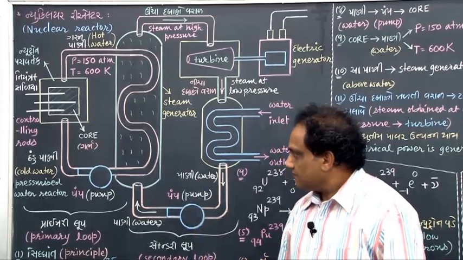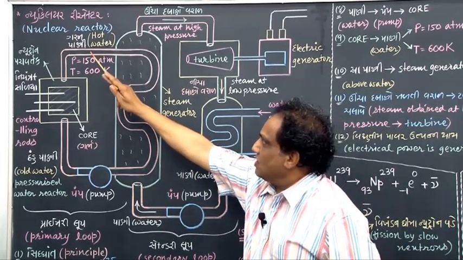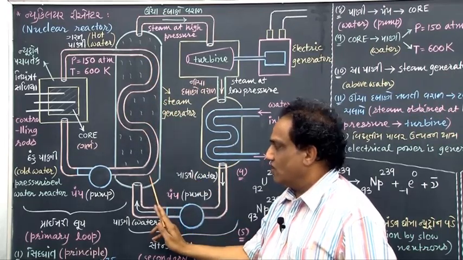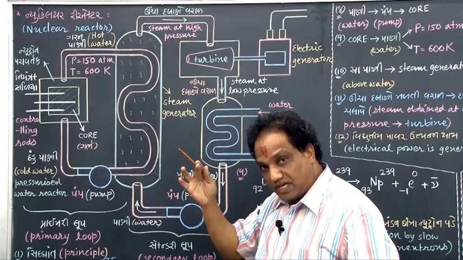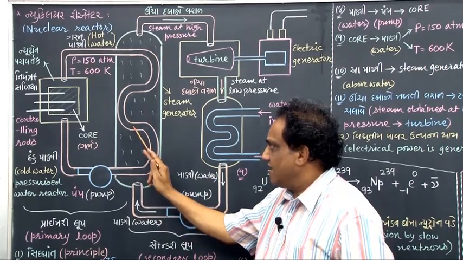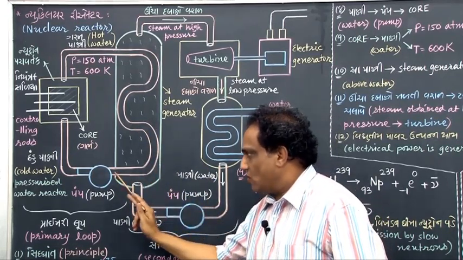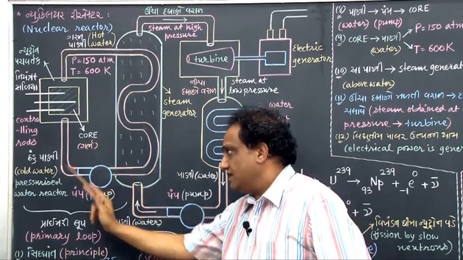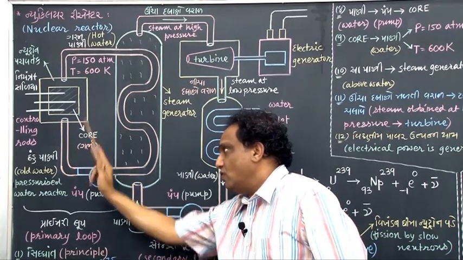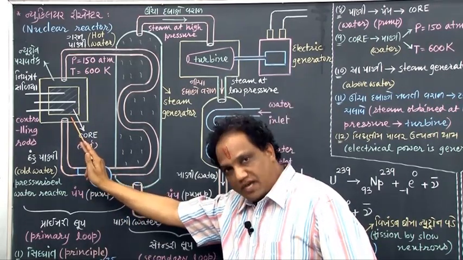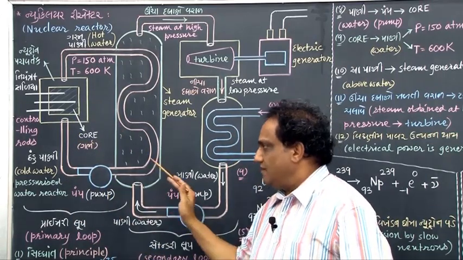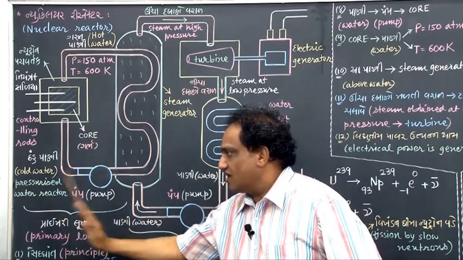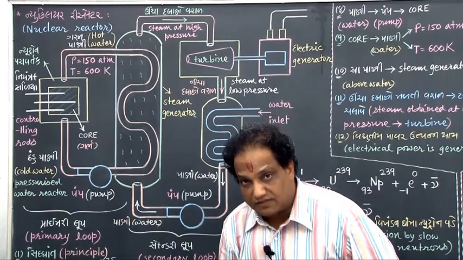Now tell me, this hot water raises the temperature of the cold water which is entering here and transforms it into steam, and finally that water gets cooled down, and using this pump we pressurize it to make it flow inside this core. Because the flow of water here is due to pressure difference, we call it a pressurized water reactor. Pressurized water reactor. Got it?